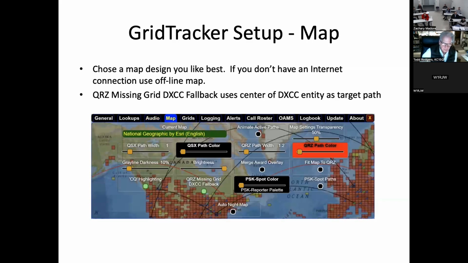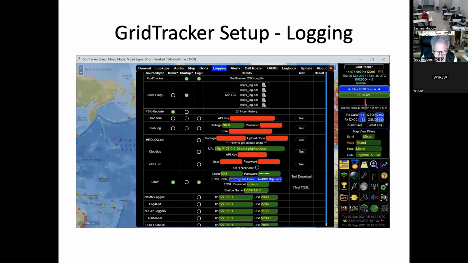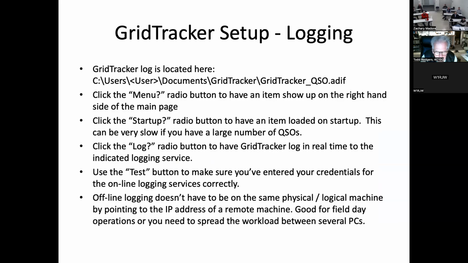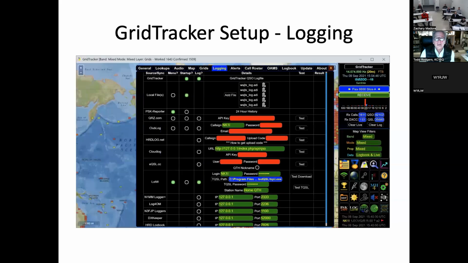The map, there's all kinds of things you can check here. As far as colors and stuff, I just go with the defaults. And you can put in the missing grids. Again, you need a subscription to something like QRZ to go out to the database.